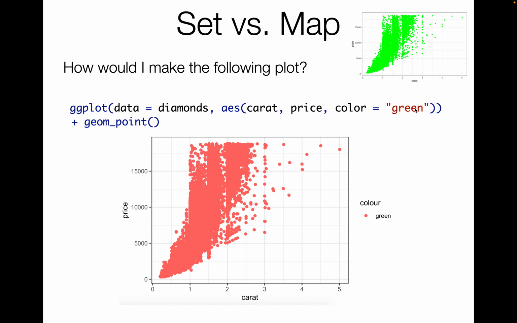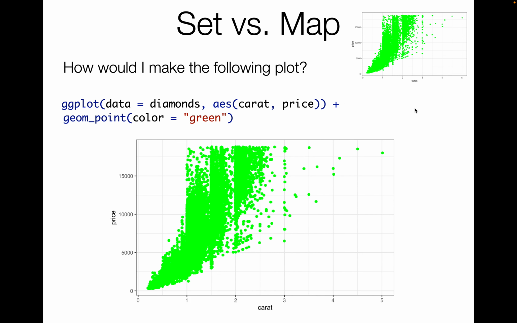But there's also default colors in how you'll see if you make more than one thing. The first color is red, the next color is blue, so on and so forth, unless you specify otherwise. And so here it defaults to the first color, which is red, and it just calls it green. Okay.